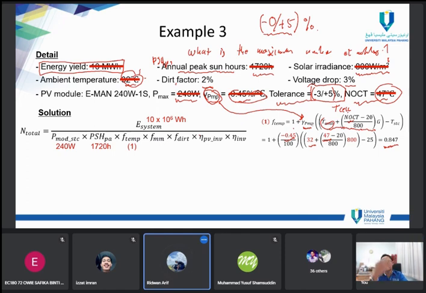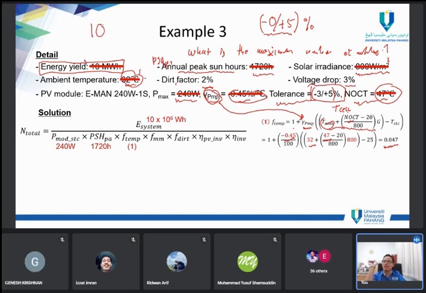Zero, yes, zero means perfect. I mean this module is perfect. There's no power drop. The power is maintained. Minimum tolerance is 0, means perfect. But it becomes plus 5%. Easiest way to say it, for 240 Wp. Okay, let's see what is the meaning of tolerance?